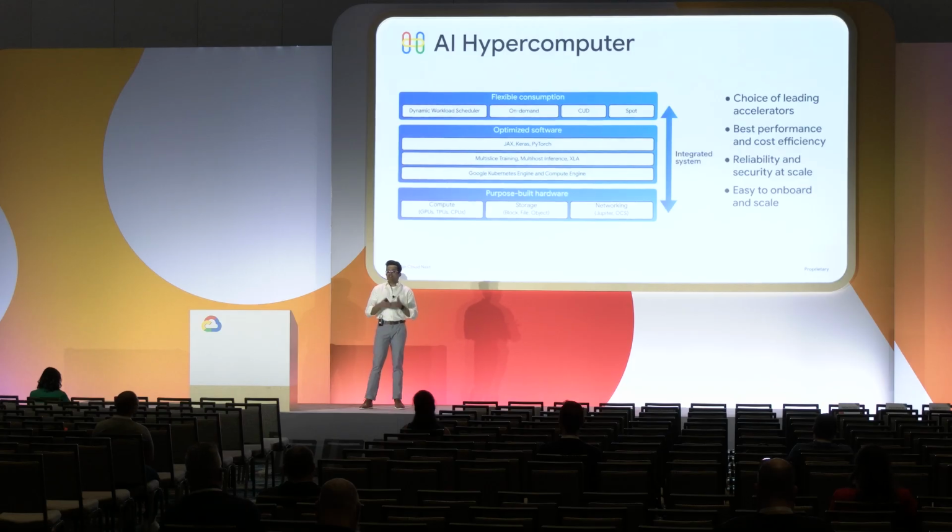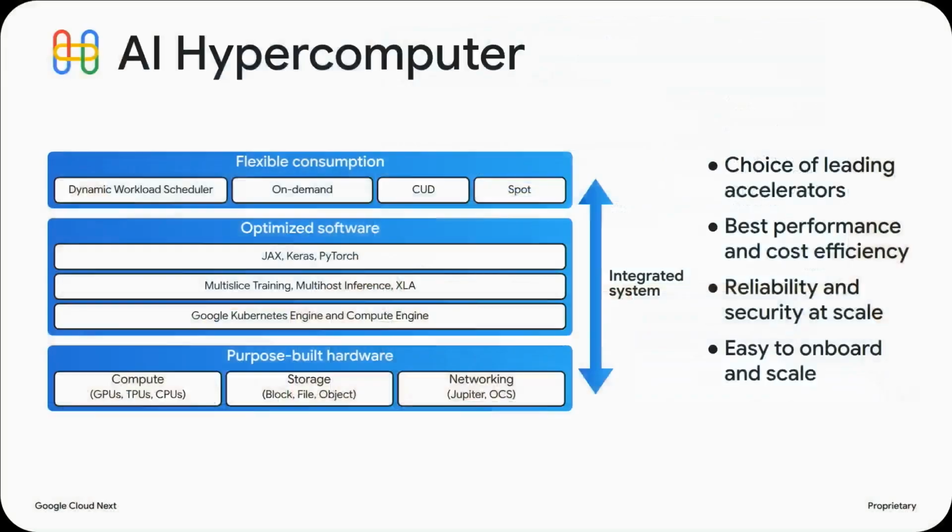To do that, you need a system designed ground up for AI. And this is where Google's AI Hypercomputer comes into the picture. Google's AI Hypercomputer has purpose-built hardware in the form of GPUs, TPUs, CPUs, all with optimized software frameworks like JAX and PyTorch, orchestrated natively by GKE. This deep integration across the stack from hardware to software and platforms really makes it easy for us to deliver flexible consumption seamlessly across all workloads.